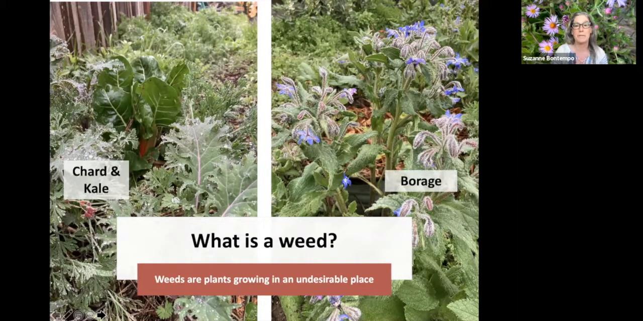Sometimes it's right in the middle of the garden path. Or borage, for instance, wonderful food for our bees and our native pollinators. However, it has a tendency to reseed itself everywhere. So in this case, these are weeds.